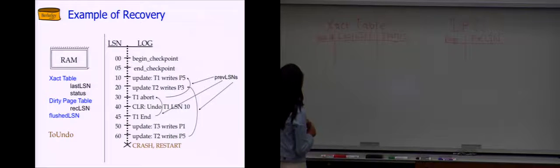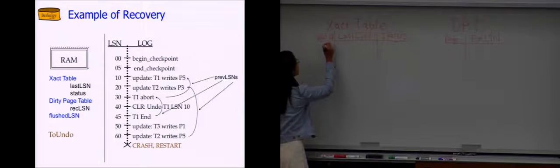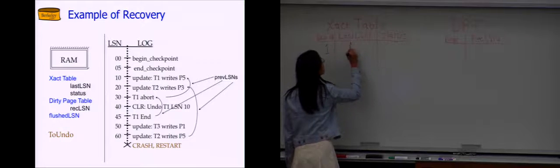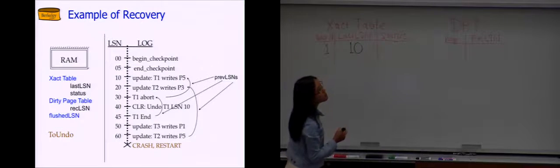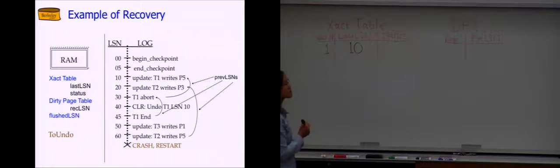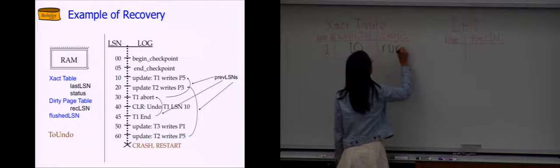So somebody shout out what Karina should write in the transaction table for log sequence number 10. What goes in the transaction table? Transaction ID what? 1. Yes. What's the last LSN of transaction 1? 10, as of this time. And what is the status of transaction 1? If you remember from last lecture, there's 3 choices. Running, committing, aborting. It's running. Okay, nice.